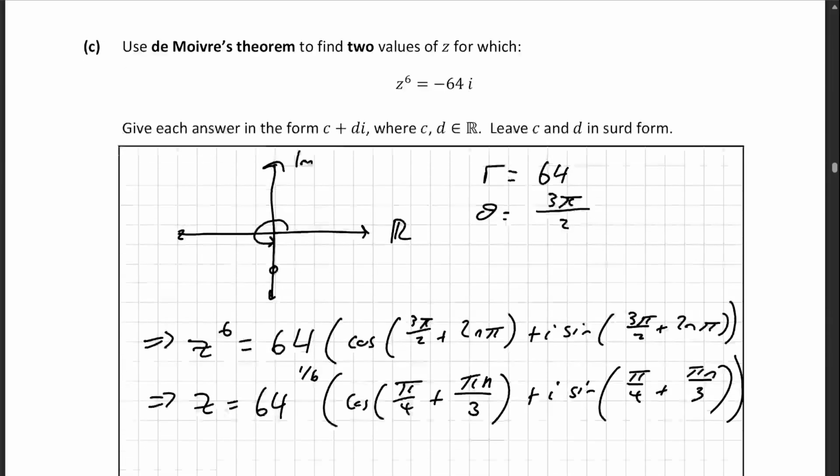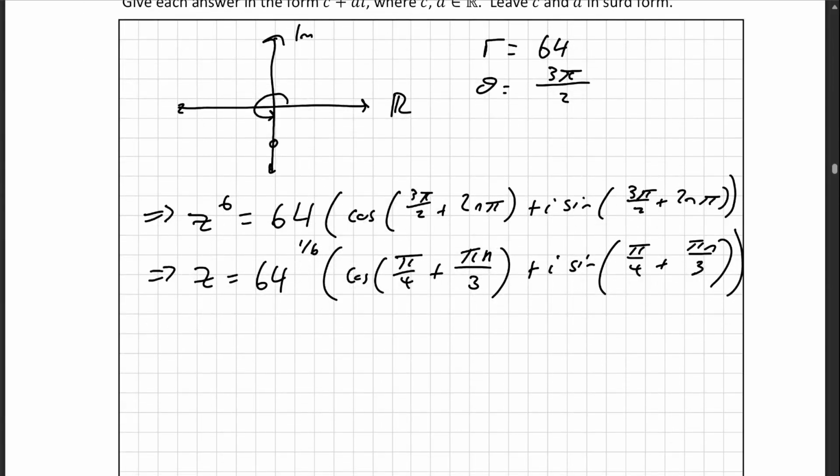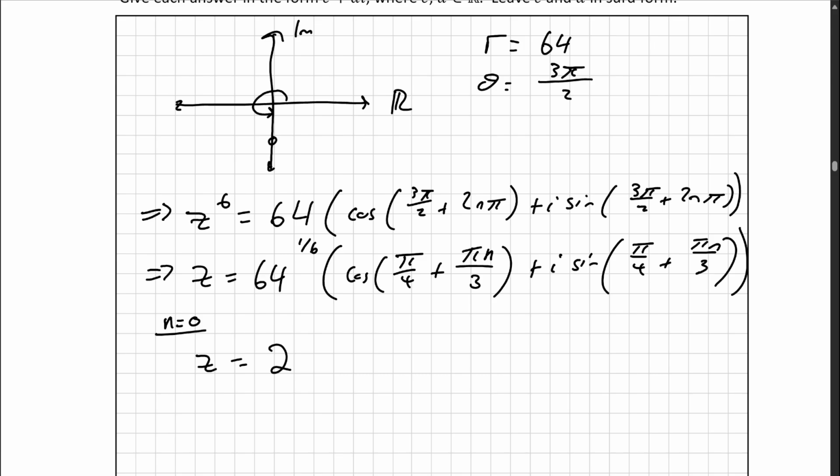Now, considering it says two values, I don't actually need to check all that much. So let's check n equal to 0 and see what we get. So 64 cosine of pi over 4. Oh, sorry, 64 to the 1/6. I'll see if it's probably not a nice number. Oh, it's 2. Okay. So z is 2 times cosine of pi over 4. I should know these, but I don't. Is root 2 on 2 plus root 2 on 2i. So we first get root 2 plus root 2i.